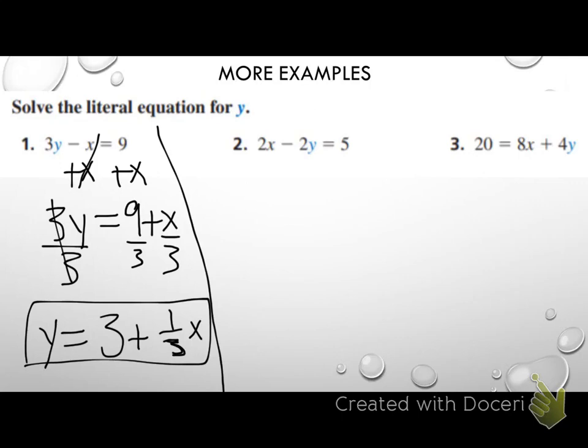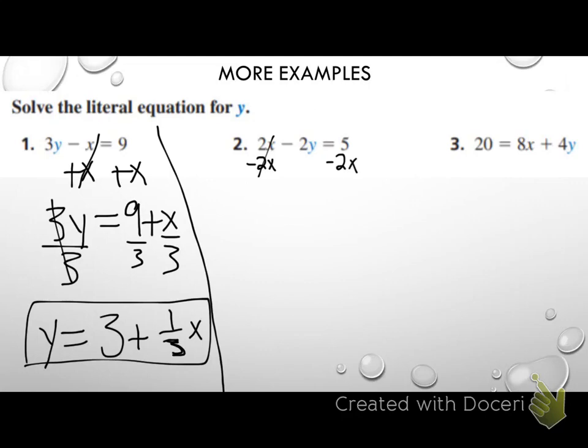Would you add 2y? Now remember, we're wanting to get stuff away from the y. Oh, so I want to move the y itself, right? So would you subtract 2y? Very good. It's a positive 2x over here with the negative 2y. So in order to cancel it out, I'm going to subtract 2x.